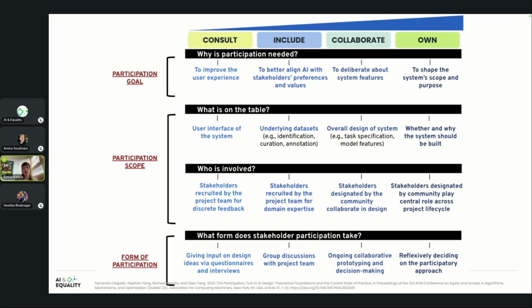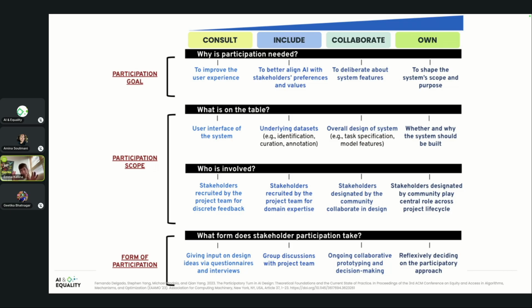Who is involved? The stakeholders are recruited by the project team for discrete feedback. So they decide when they want feedback and from whom. In own, the community that will be affected by the system designates stakeholders, and they then play a central role across the entire project. And the form of participation is also really interesting because it's basically who decides what type of participation is happening. In consult, people give input on design ideas in very confined moments. But in own, the community is deciding how they want to be involved, what they think is their best way to participate.